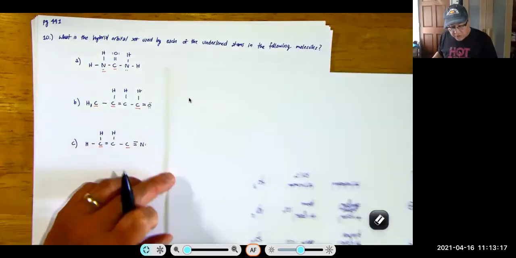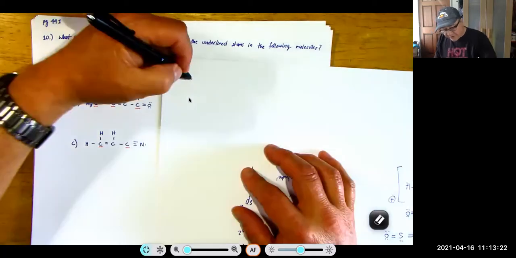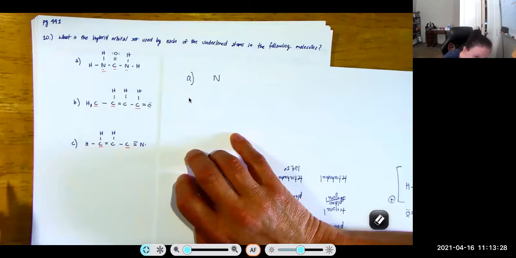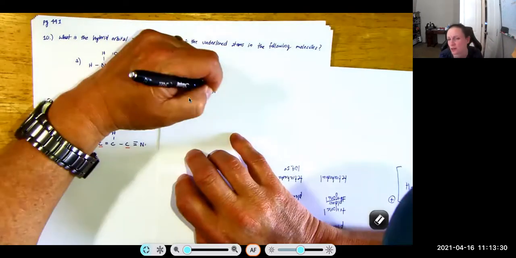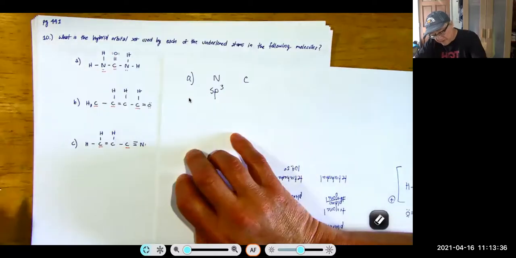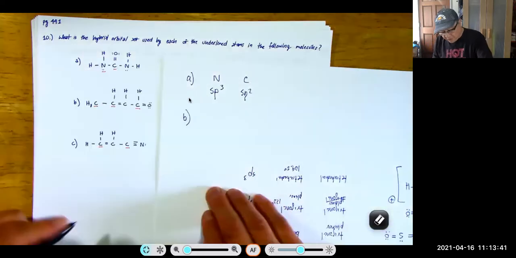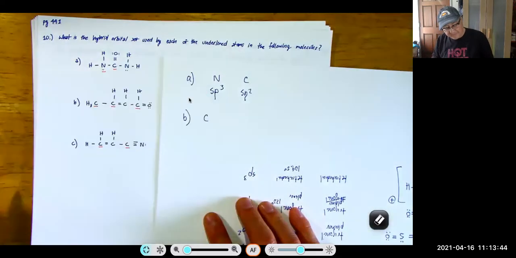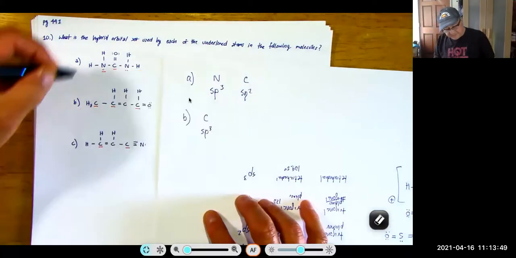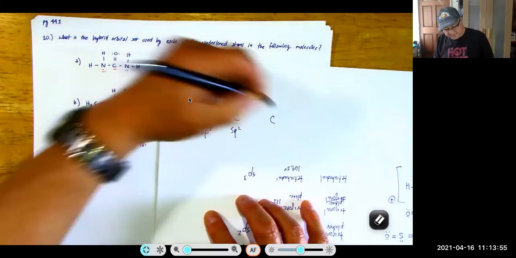Okay, number 10. What is the orbital set used by each of the underlined atoms? So A, what's the set used by nitrogen? sp3. Yes. How about the carbon? sp2. Okay. For B, the first carbon: sp3. Yes. The second carbon: sp2. The third carbon: sp2.